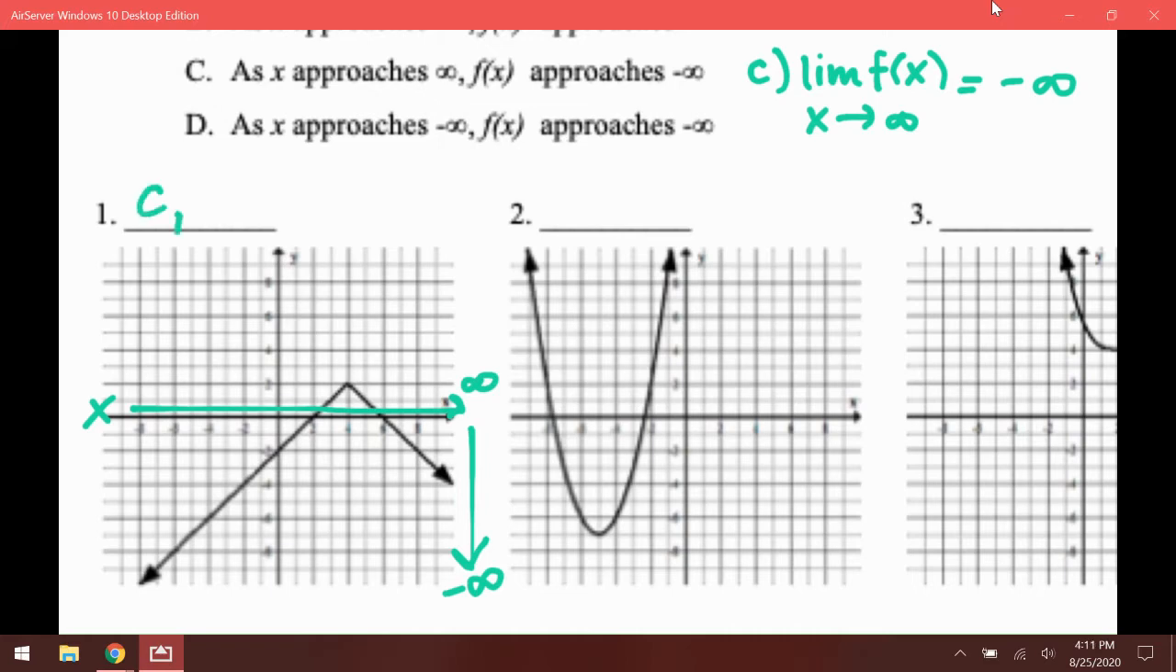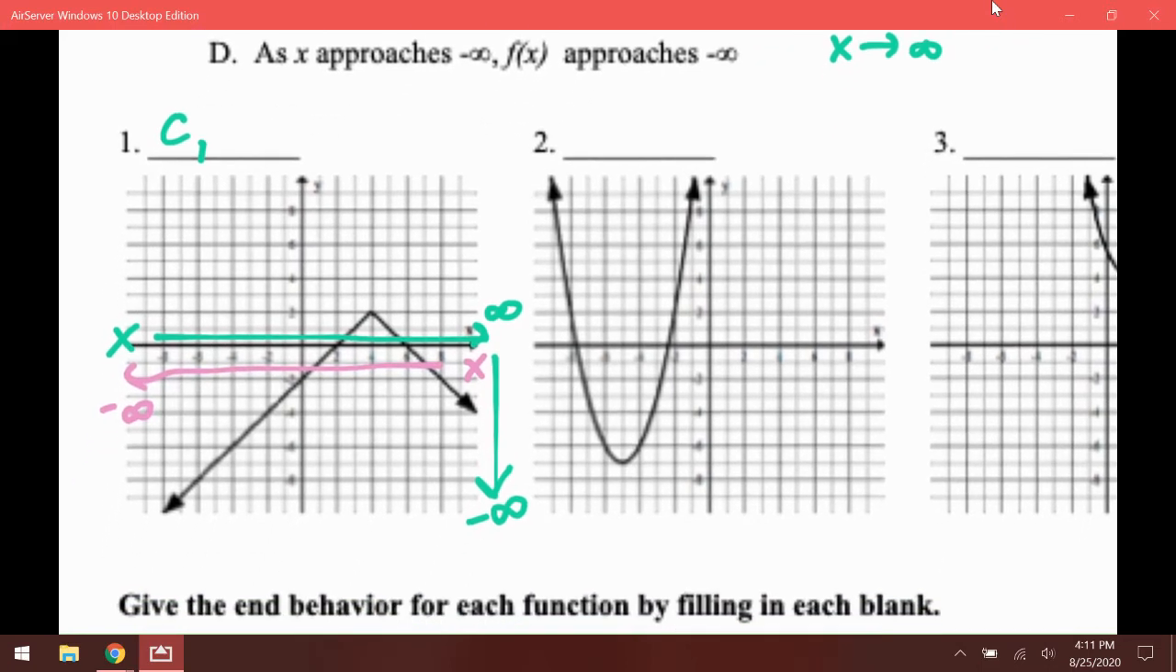Okay, but we also have to see the other direction. So I also need to go the other way. As x approaches negative infinity, my arrow is still going to negative infinity. Okay, so also D.